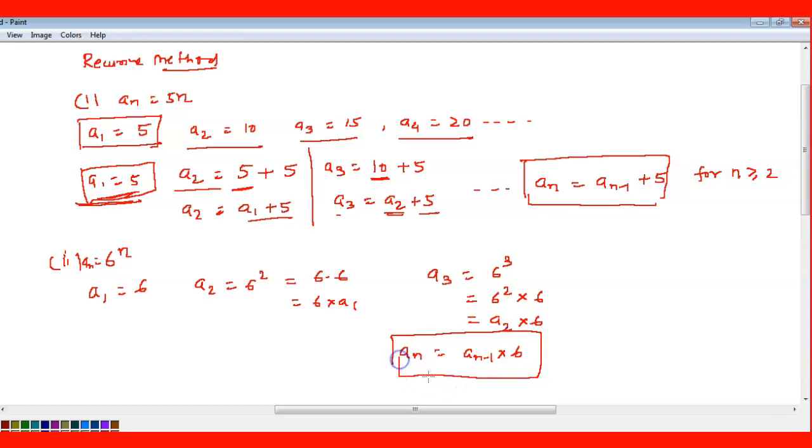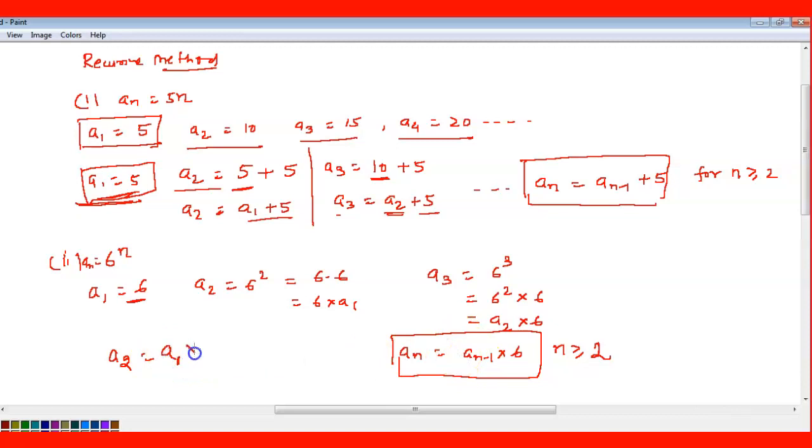Getting here? If you want to check whether this is correct or not, you can substitute the values and check. This is applicable when n is greater than or equal to 2 only, because the first term is only 6. So if you want to find a2, you can put it here.